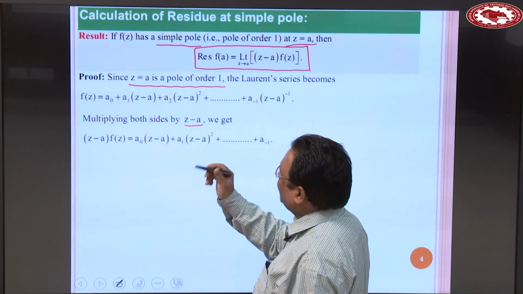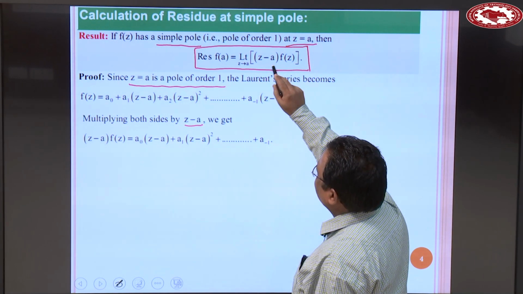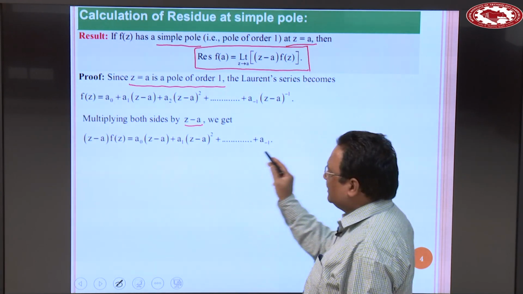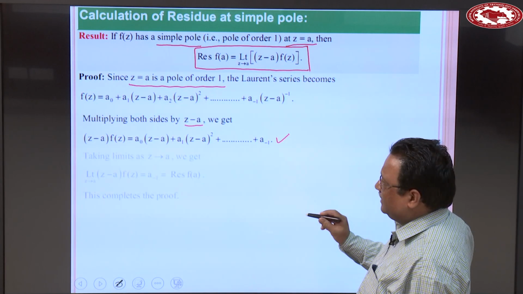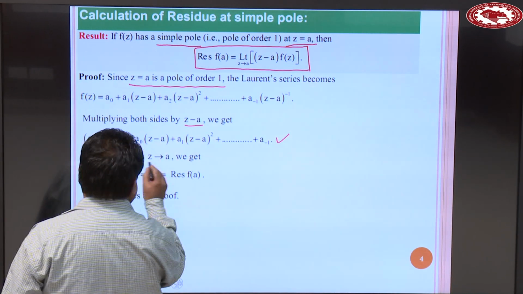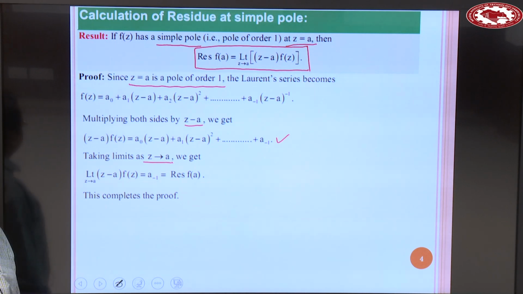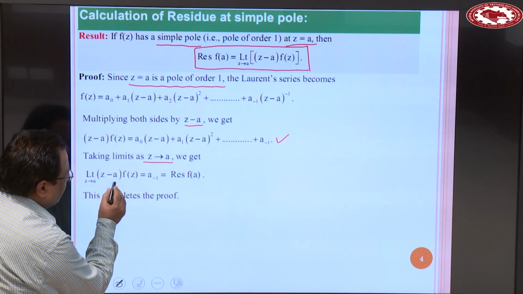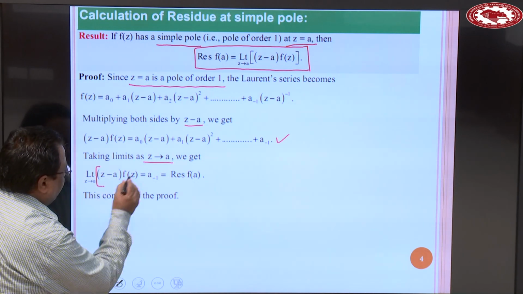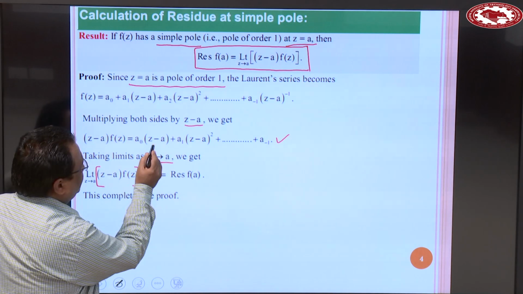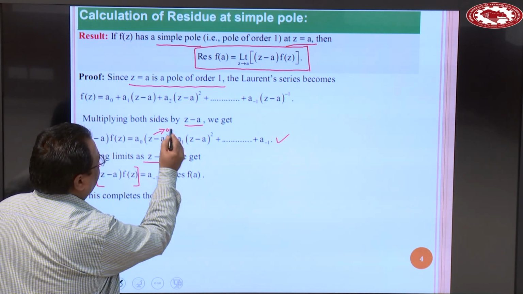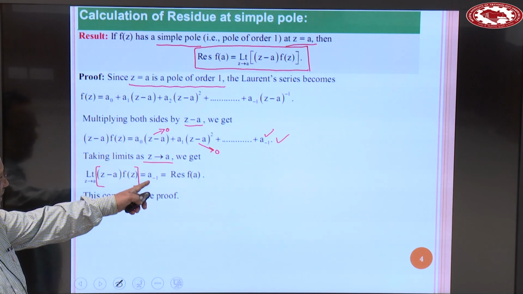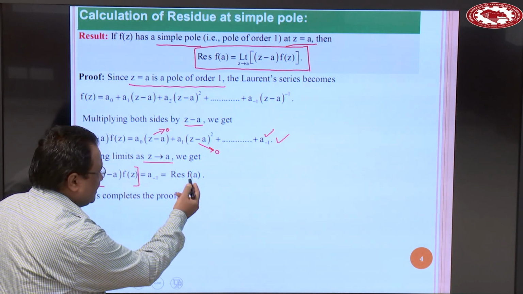When you multiply, we need f(z) into (z minus a). So f(z) is this, multiplied by z minus a, so (z minus a) f(z) is equal to this result. From this you can take the limit as z tends to a. So when z tends to a, limit z tends to a of (z minus a) f(z) is equal to... these other terms also become 0, this term tends to 0, and only this term remains: a minus 1.